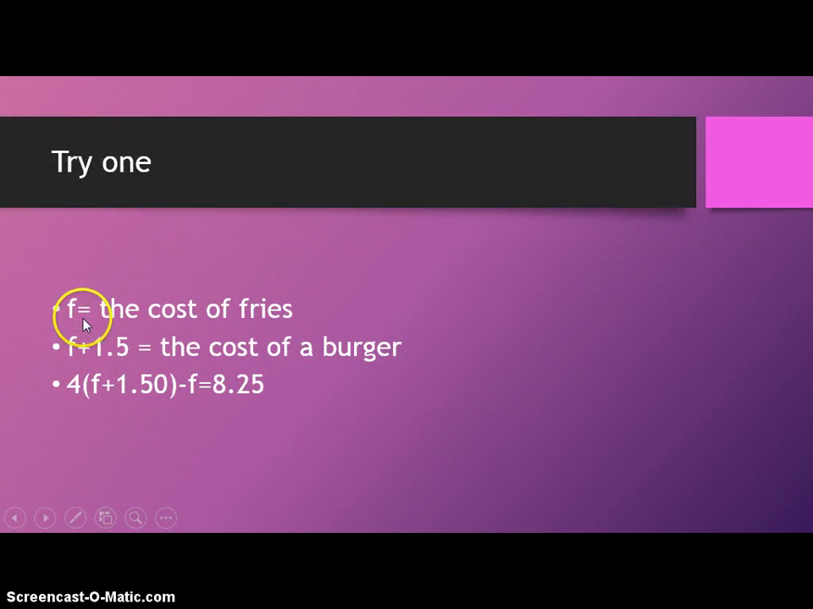If I said that the cost of fries equals F, and then F plus $1.50 equals the cost of a burger, and then the last piece of the equation, 4 times (F plus $1.50), so this is the cost of that burger, minus F equals $8.25. I want you to write a story problem that would go along with the information I've given you here. You're going to turn in those try one problems, 4 of them, and that's what we'll be going over tomorrow when you walk in the class.